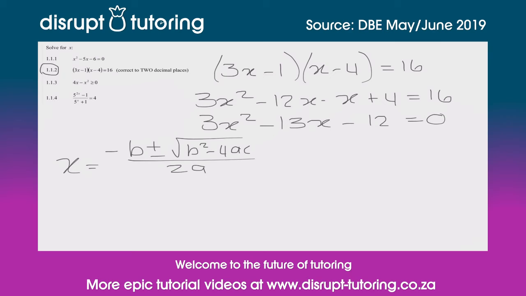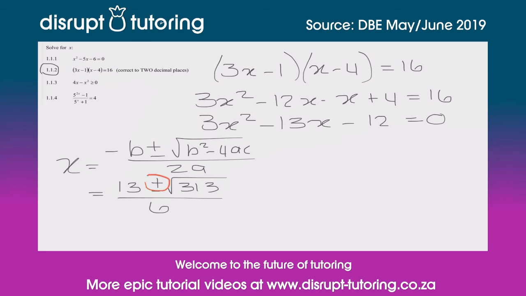Right, where do we get our a, b, and c from? This is going to be a, this is going to be b, and this is going to be c. So we're going to plug all of those things in, and when we do, we are going to be left with 13 plus minus √313, all over 6.